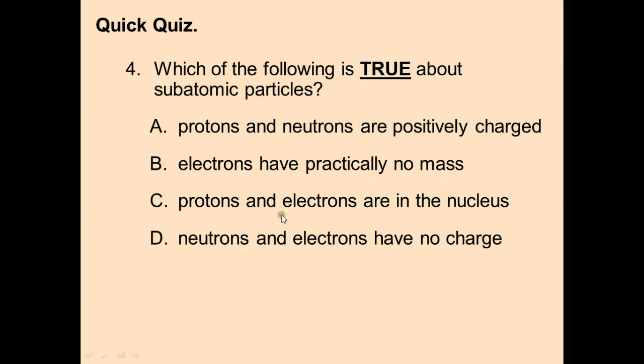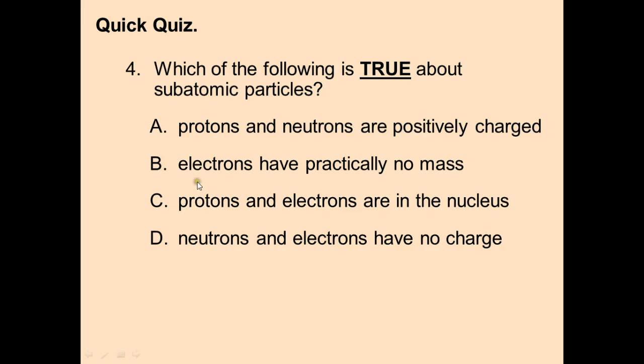C, protons and electrons are in the nucleus. If you recall the stadium diagram, if the nucleus was as big as that little blue dot, then the electrons would be outside of the stadium. So electrons are definitely not in the nucleus, so you can eliminate C. And D, neutrons and electrons have no charge. Well, electrons are negative, so that just eliminates D.